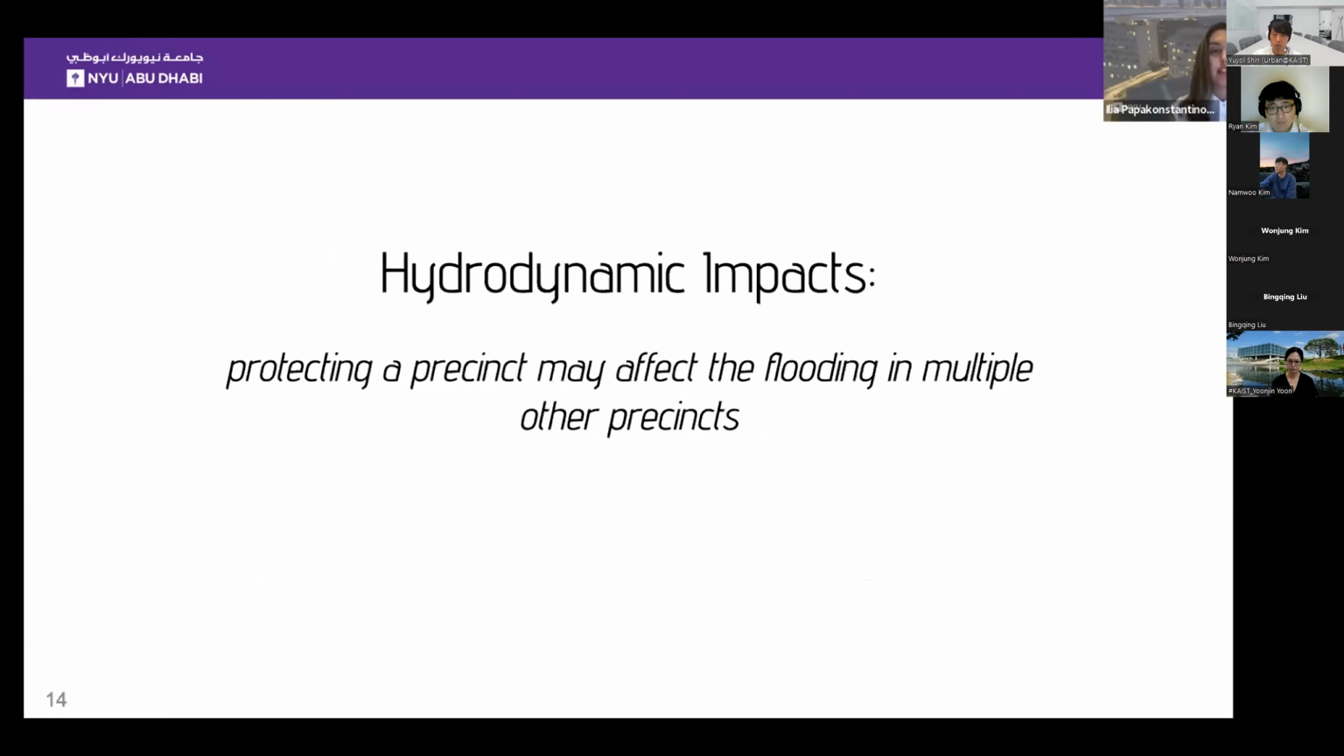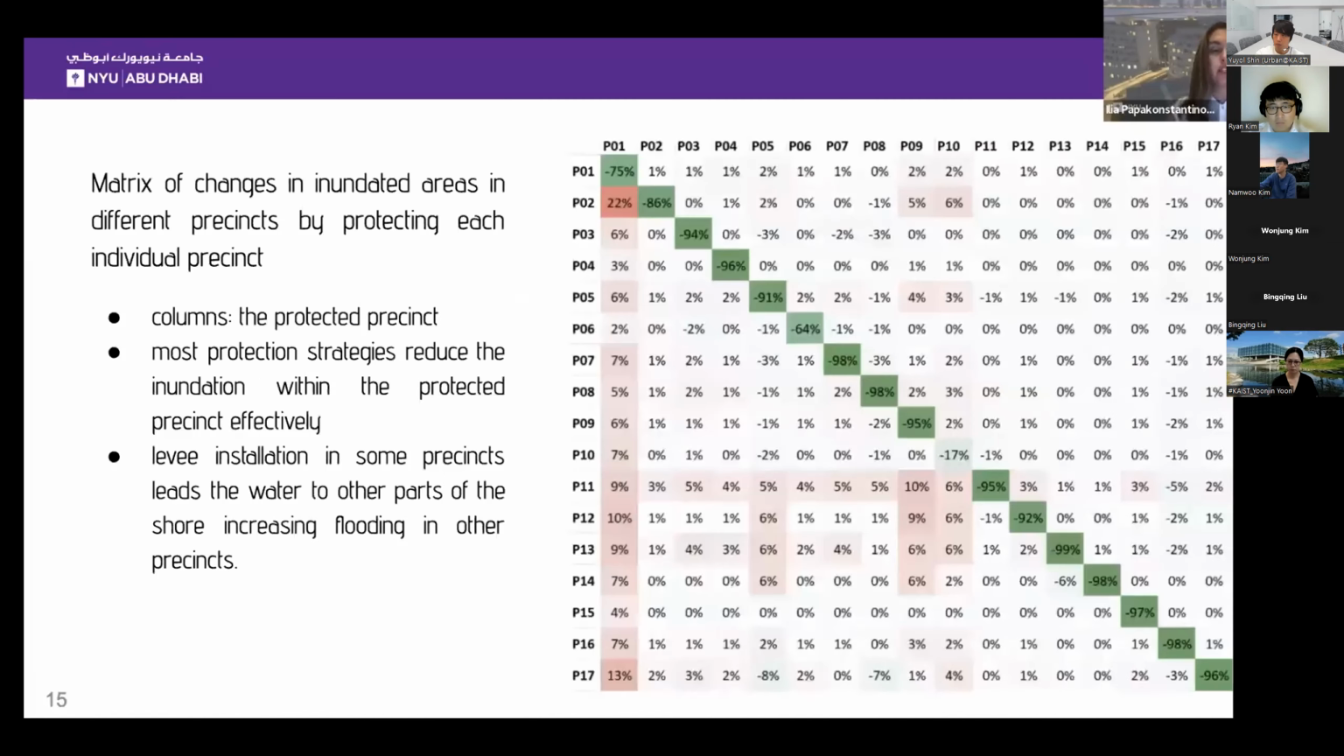Now let's move to the results. First, we look at the impacts in terms of the hydrodynamics. Protecting a precinct may affect the flooding in multiple other precincts. Let's see this matrix here. It shows the changes in inundated areas in different precincts. So we protect each individual precinct, and here the columns show the protected precinct. We can see that most protection strategies reduce the inundation within the protected precinct.